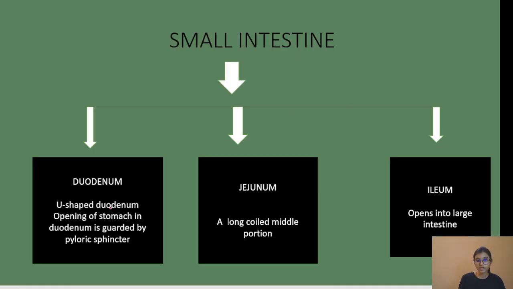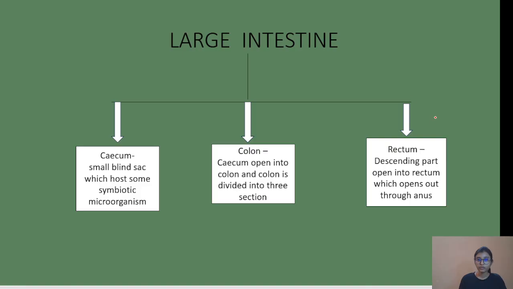Now this is the small intestine, if you see here, it's duodenum, jejunum and ileum, the three portions of the small intestine. Duodenum is what? U-shaped, opened off the stomach, and the duodenum is guarded by the pyloric sphincter. So, the pyloric sphincter is regulating the movement of chyme into the small intestine. Jejunum is what? The long coiled middle portion, and ileum again opens to the large intestine. Then we have a large intestine structure which includes the cecum, colon and rectum.